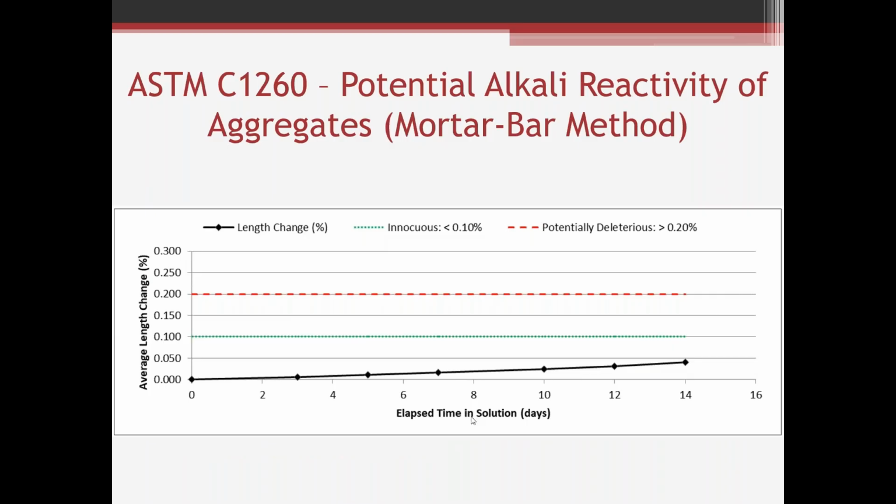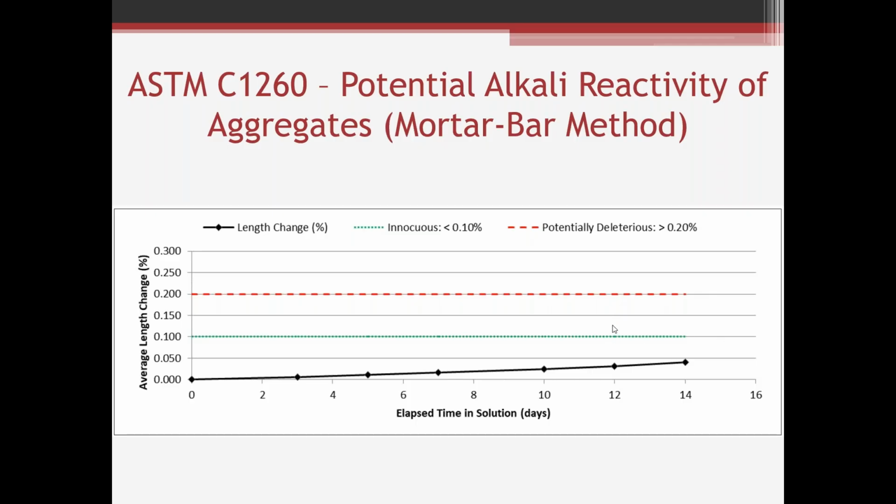So after the test is done, we produce a graph like this. Again, it's soaked in the solution for 14 days. We take it out every now and then, and we take measurements on it. This is the length change as a percent of the starting length. And ASTM C1260 tells us that length changes below 0.1% are typically innocuous. That's this green line here. So anything below the green line is typically good.